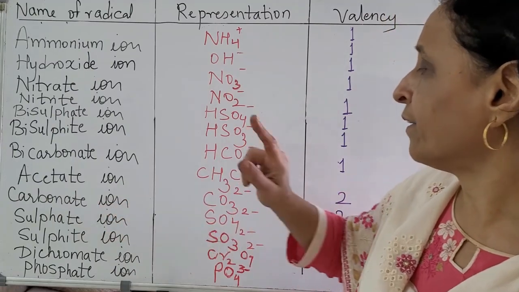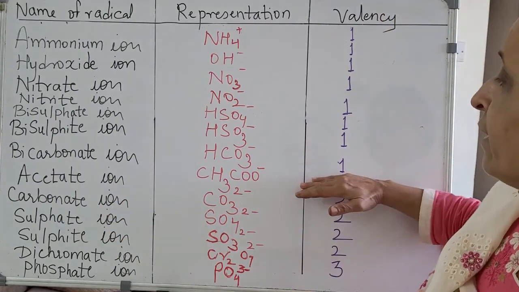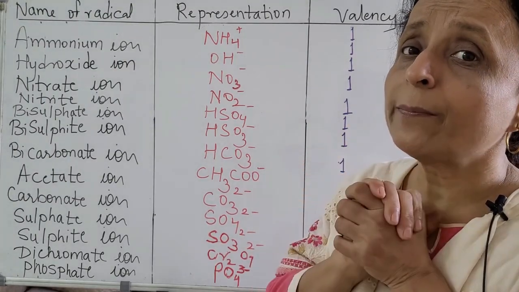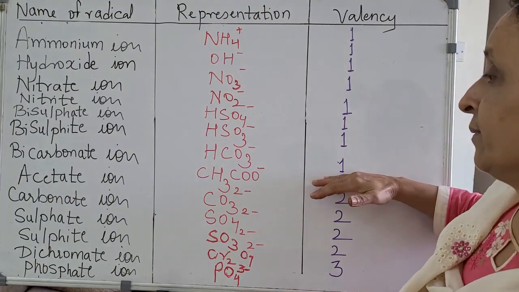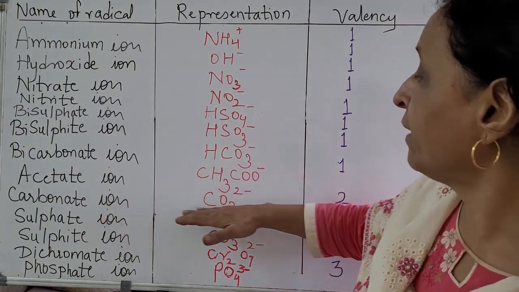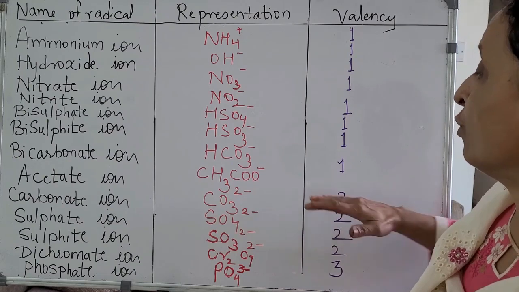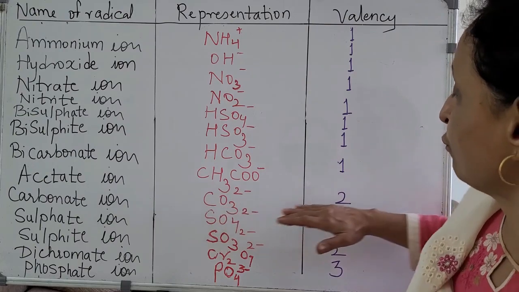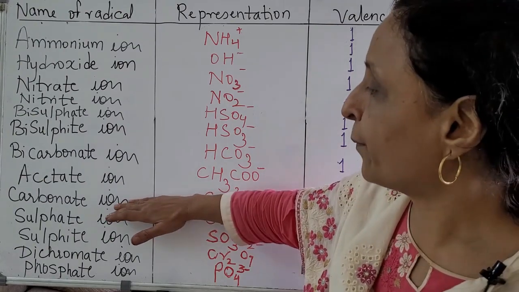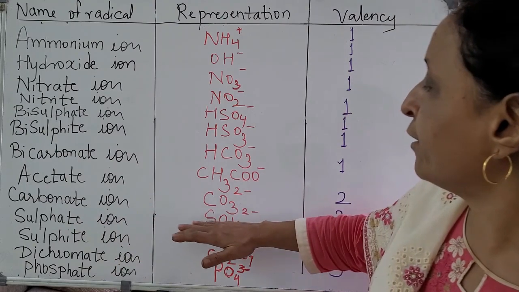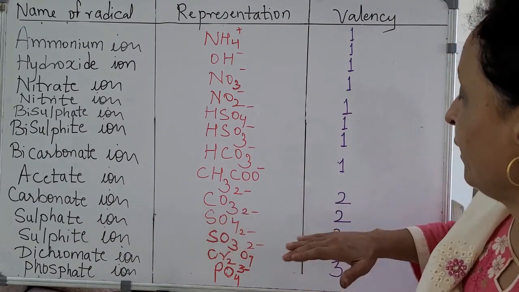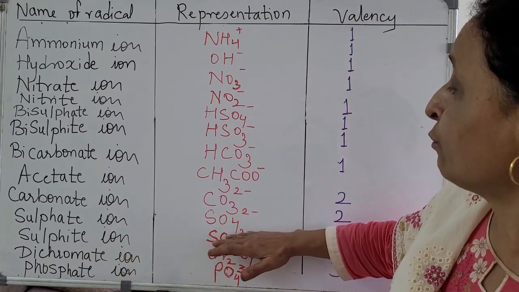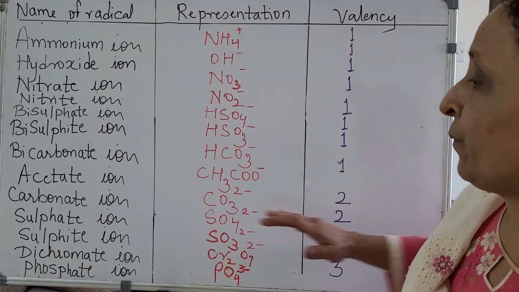Now carbonate ion, CO3. Up till here the valency was 1. So it's the capability to combine with other element 1. Now here carbonate ion, CO3, 2 negative. So here you remember CO3, 2 negative, that is the valency 2 for carbonate. Now sulfate ion, SO4, 2 negative, valency is 2. Sulfite ion, SO3, 2 negative, valency is 2.